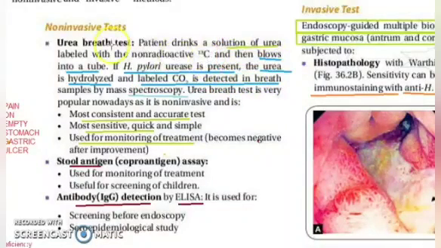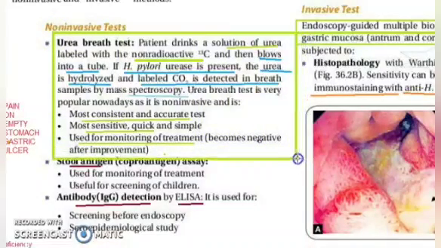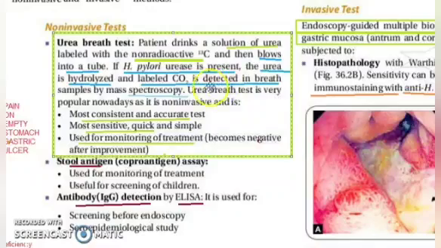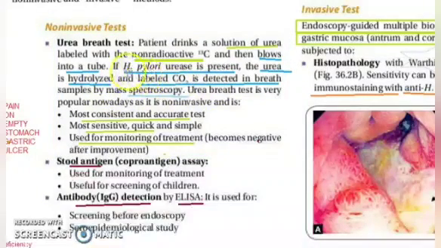The urea which we are sending into the stomach has non-radioactive carbon-13, non-radioactive, okay, which is good. So now the person drinks this solution, and if the H. pylori is present in the stomach, it will have urease enzyme, so it will hydrolyze urea and the labeled carbon dioxide will be detected in the breath. Okay. How will you do this? By spectroscopy.